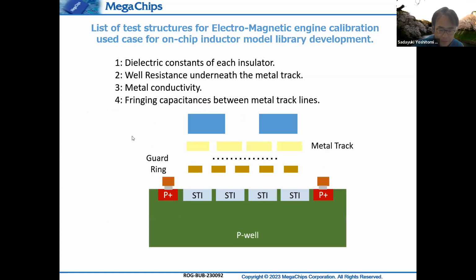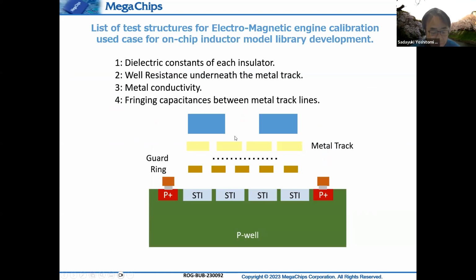And from here, it's a bit of a beaten path. But here is an example of the GSG evaluation pattern design needed to calibrate the parasitic extraction engine, such as the EM simulator and the PEX.